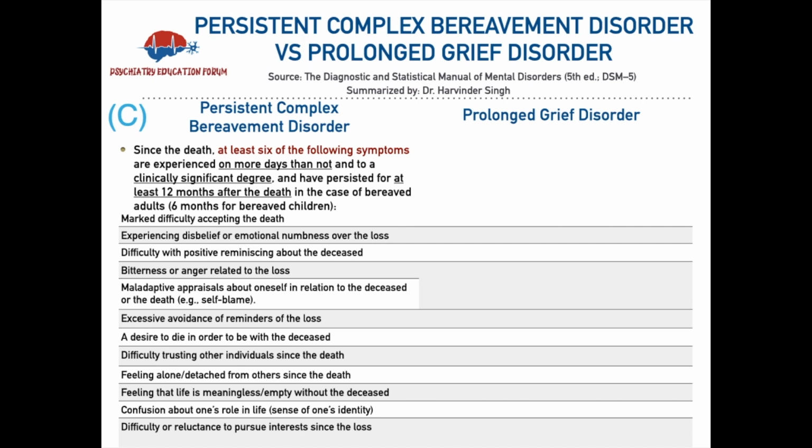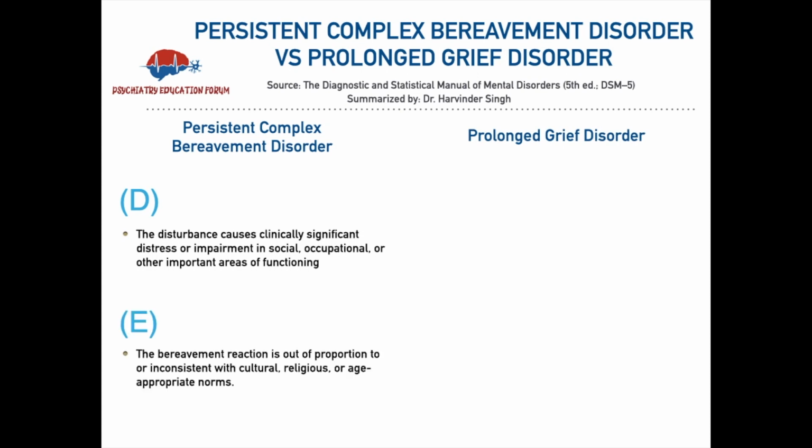Now, the reason I'm just naming all of them is because we will compare the difference with prolonged grief disorder very soon. So this was criteria number C. Criteria number D is what we see in most disorders, which is the disturbance causes clinically significant distress or impairment in their social, occupational, or other important areas of functioning. And E is that the bereavement reaction is out of proportion to or inconsistent with the cultural norms, religious norms, or age-appropriate norms. I think this is a very important thing to include because bereavement grief varies with culture, religion. So very important to take that into account also.